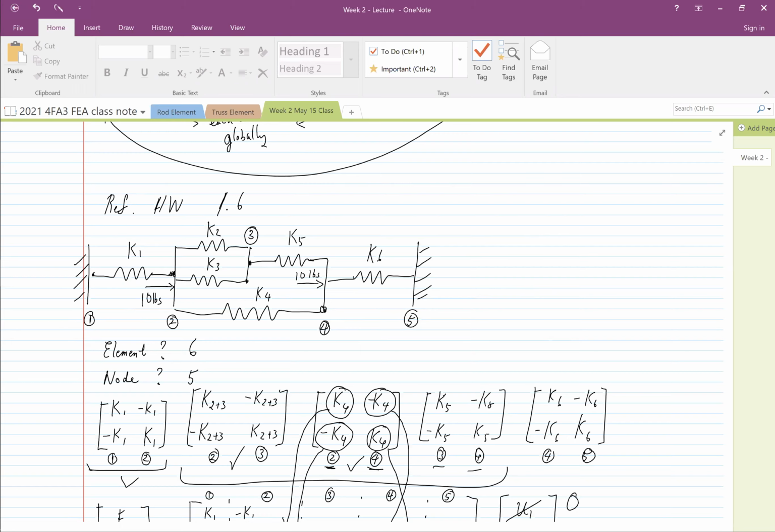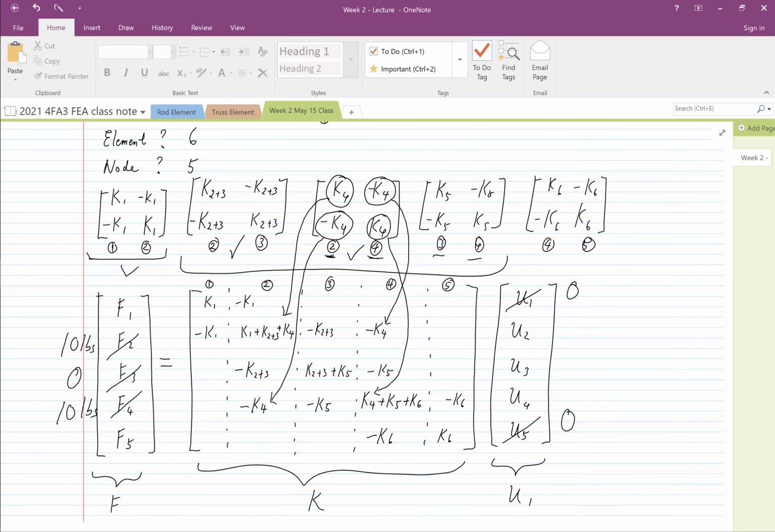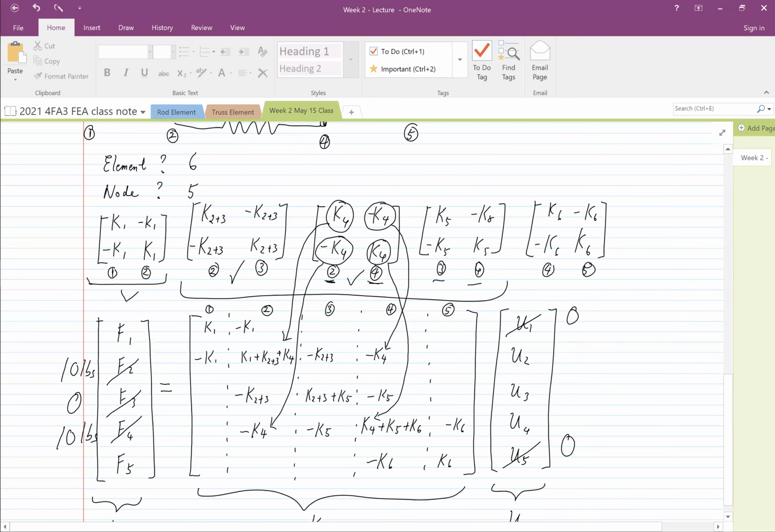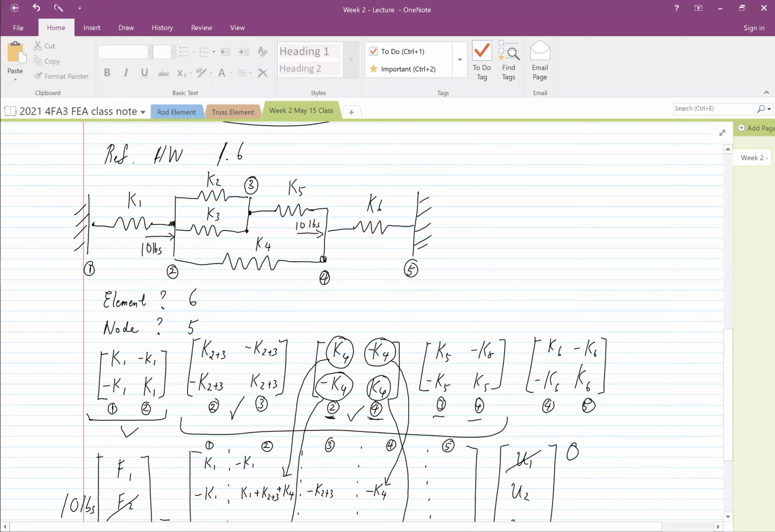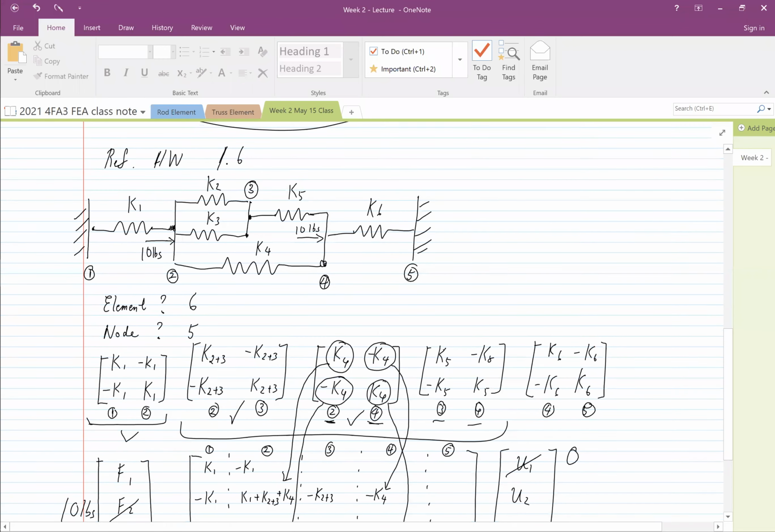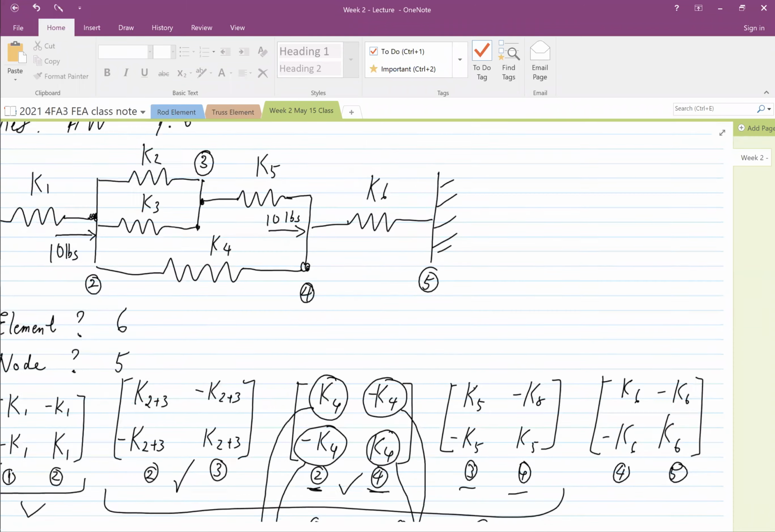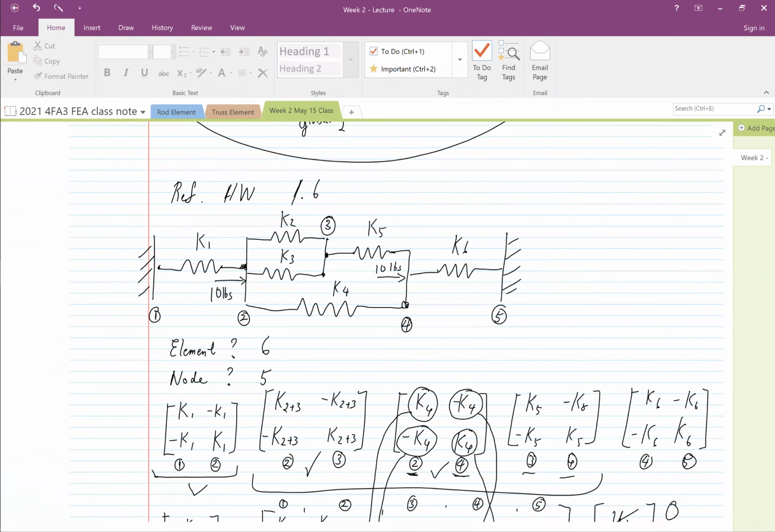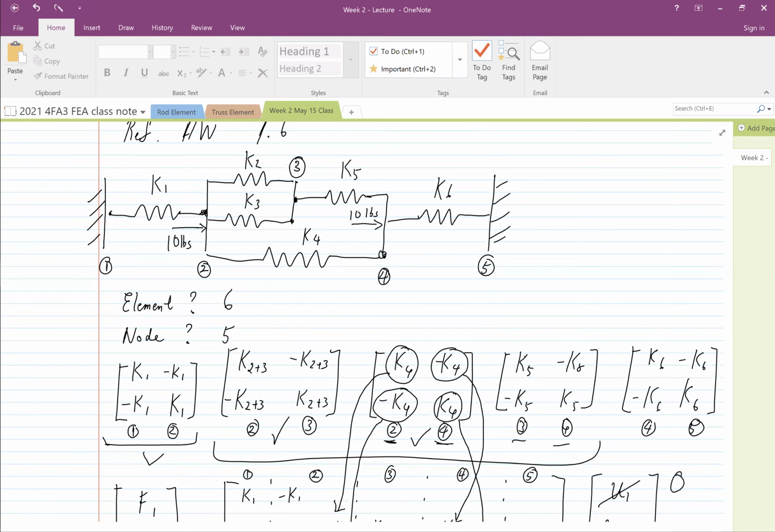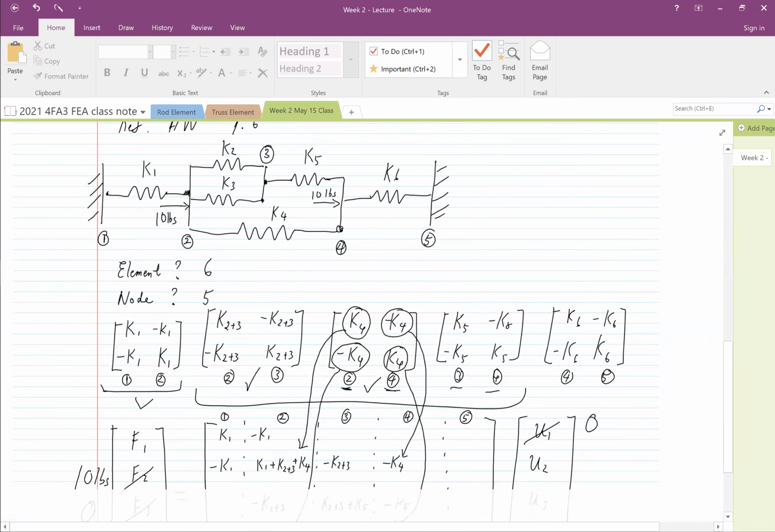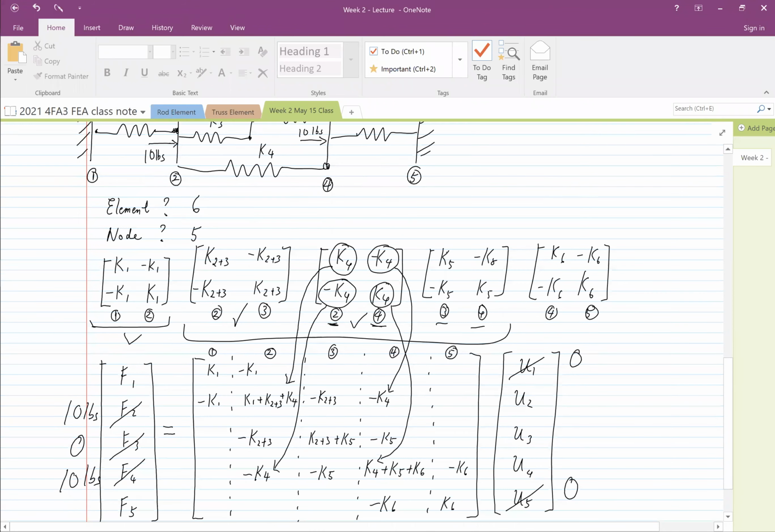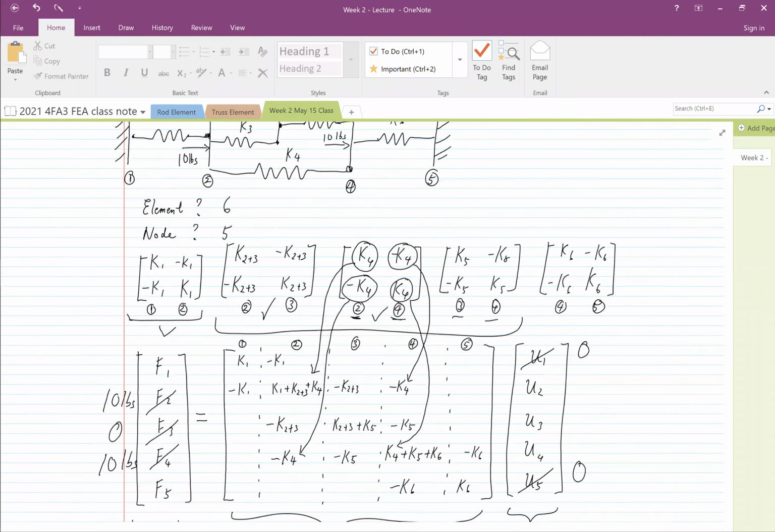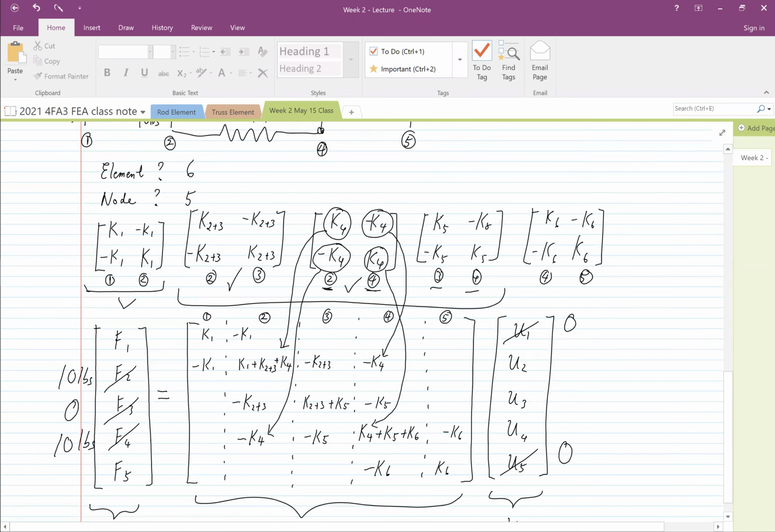Okay. Another hint is usually... That's 1 and 6, no? Node 1 and 6 are attached to the wall. 1 and 5. I don't have node 6. What is that K6 again? Oh, yeah, sorry. K6 is the element, it looks after nodes 4 and 5. Very cool. Yeah. Okay, thank you.